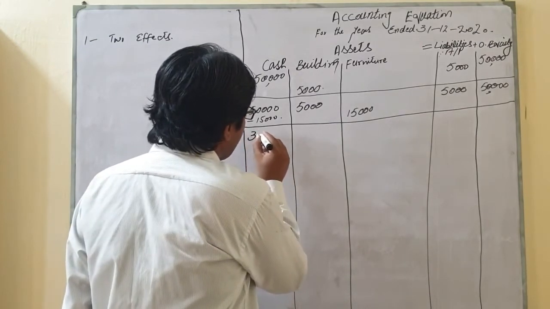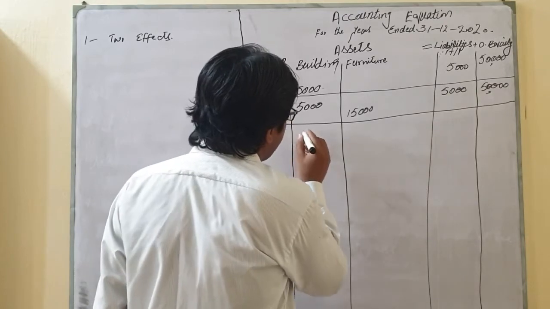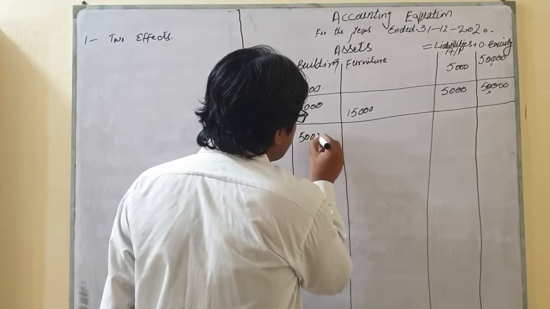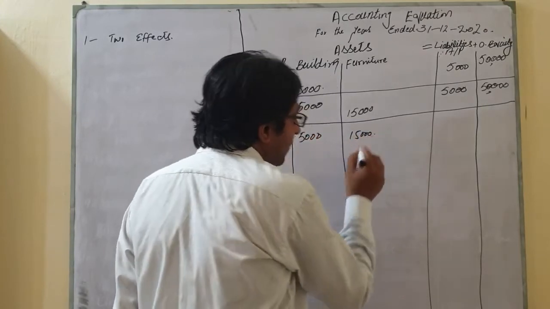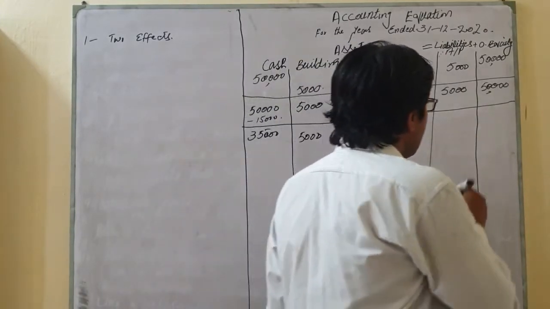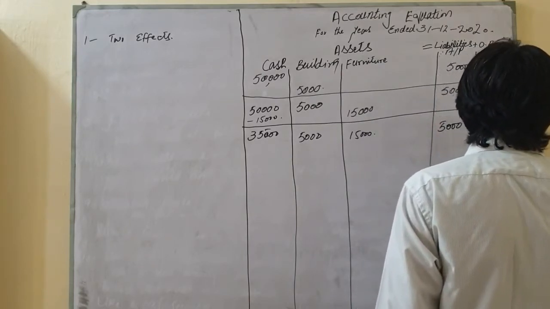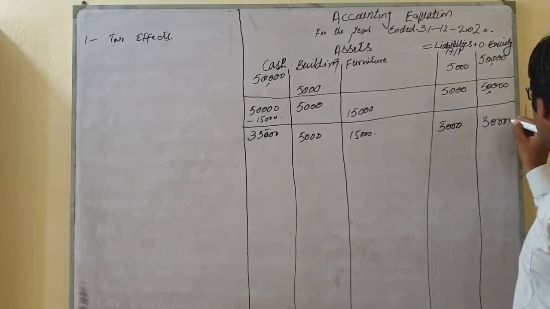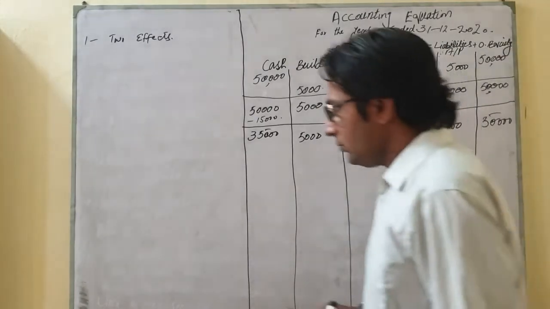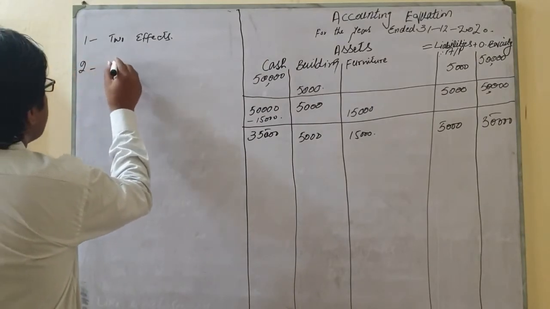Now we calculate the balance. Now we have $35,000 of cash, $5,000 of building, $15,000 of furniture. While our liability account payable is 5,000 and owner equity is $50,000. Number two important point.